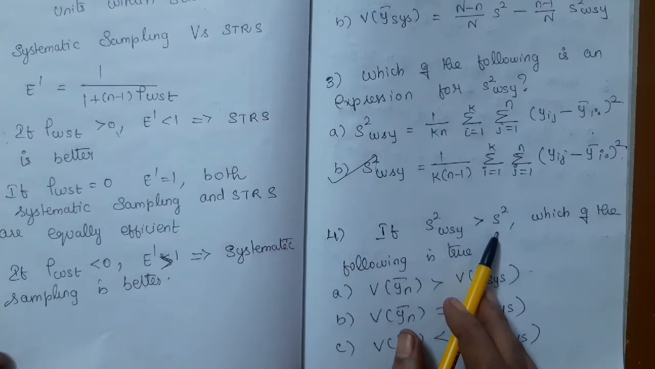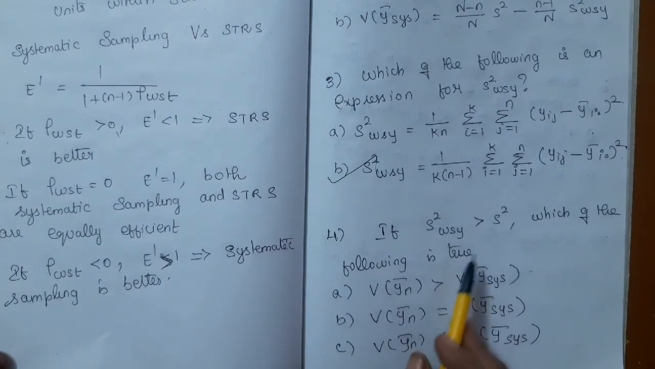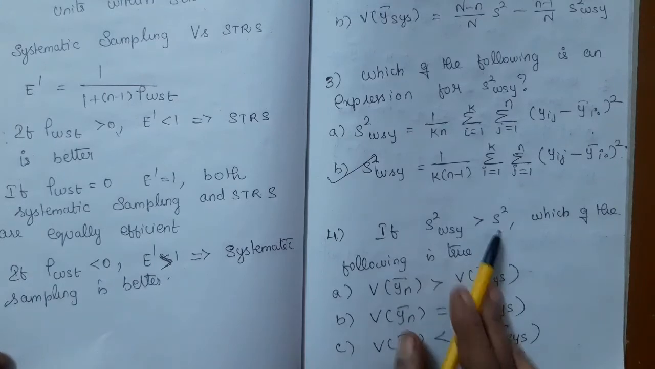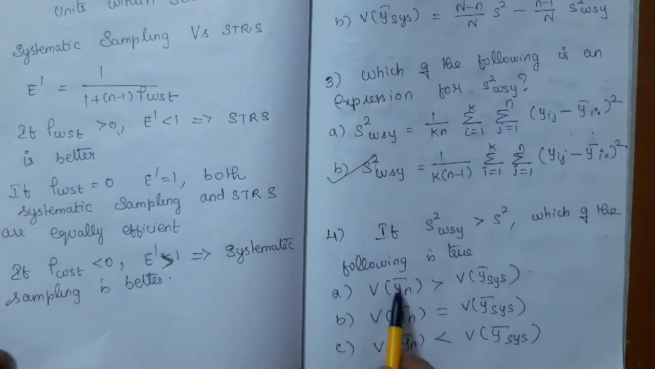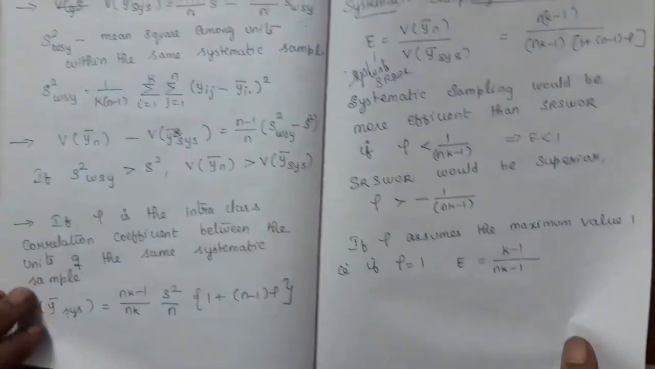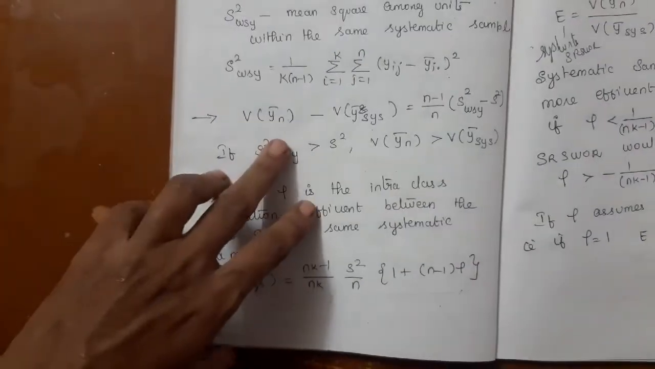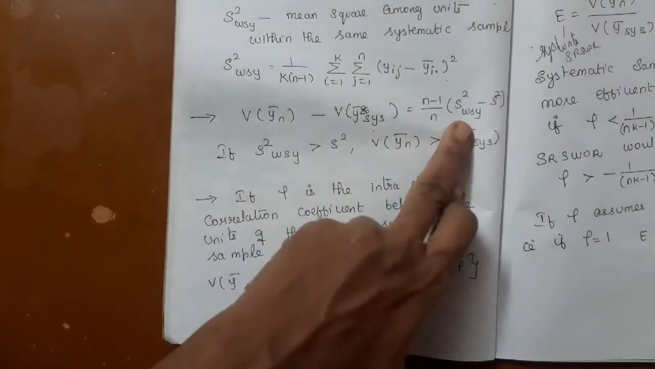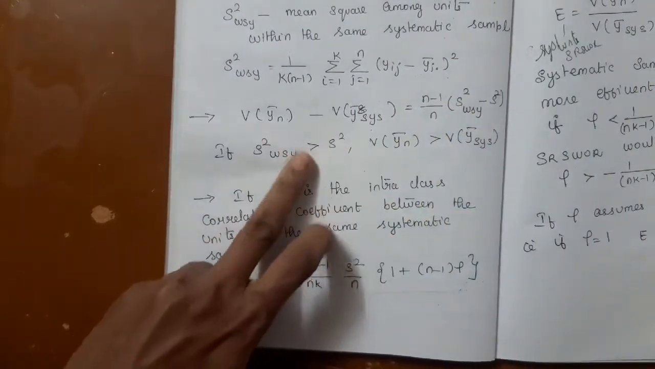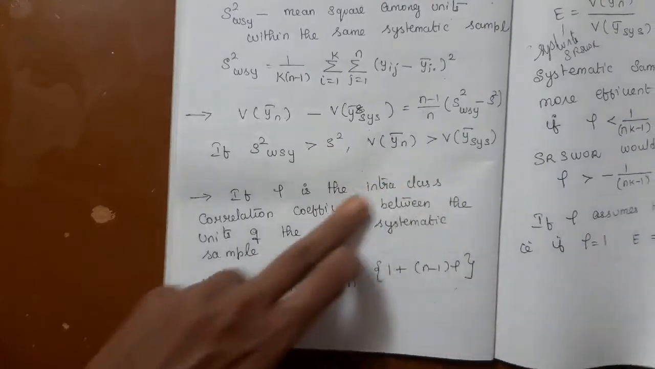If S square wsy is greater than S square, which of the following is true? If S square wsy is greater than S square, variance of y bar n will be greater than variance of y bar sys. See, variance of y bar n minus variance of y bar sys is this. If this is greater than 0, it means this is greater than S square, so this is true.